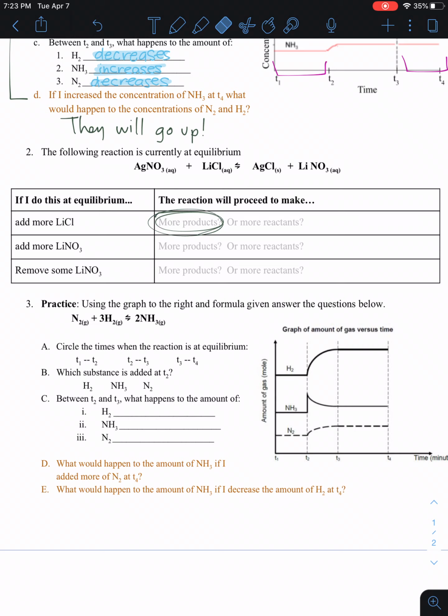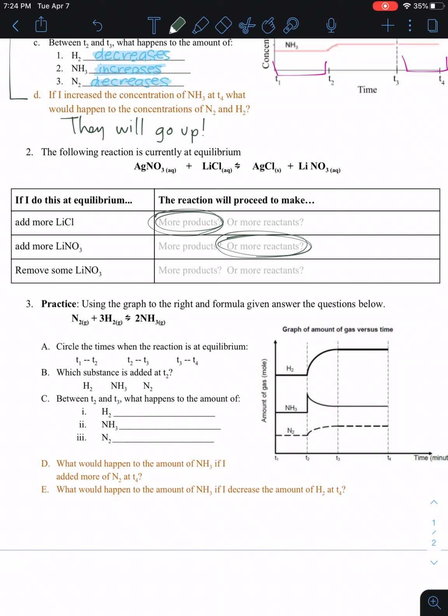Next question. If we add more lithium nitrate, what will happen? Here's the lithium nitrate. If we add more and more and more lithium nitrate, we're stressing this right side. When I stress this right side, the reaction will respond to relieve that stress and turn that right side back into reactants. So we would expect to see more reactants if we just add a bunch of lithium nitrate.